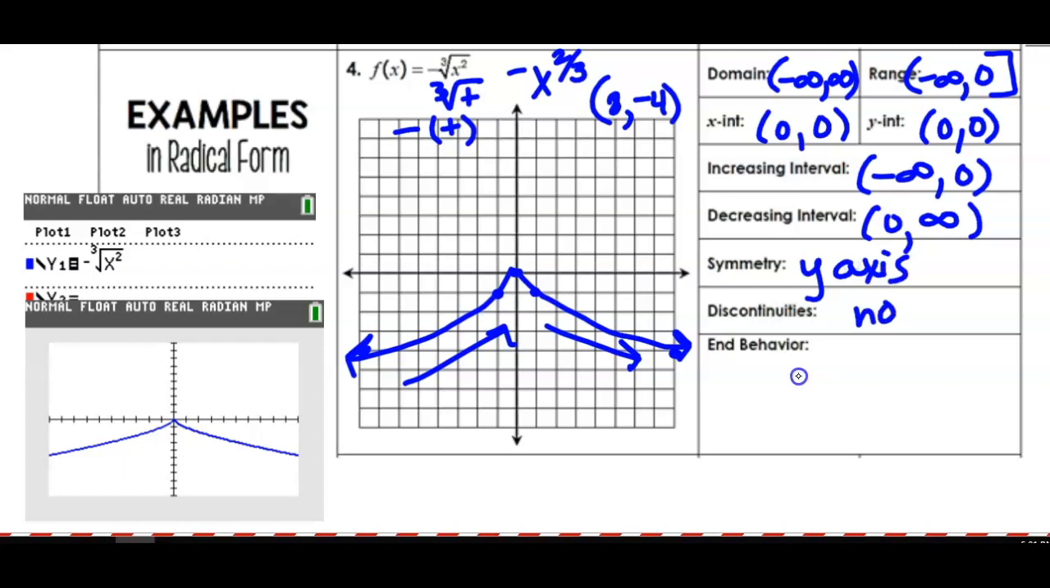It has no discontinuities. All right, on the left, the y value is going down, so we say -infinity. And it is also going down towards -infinity on the right, which would mean x is going towards infinity. All right, I think that was my last one.